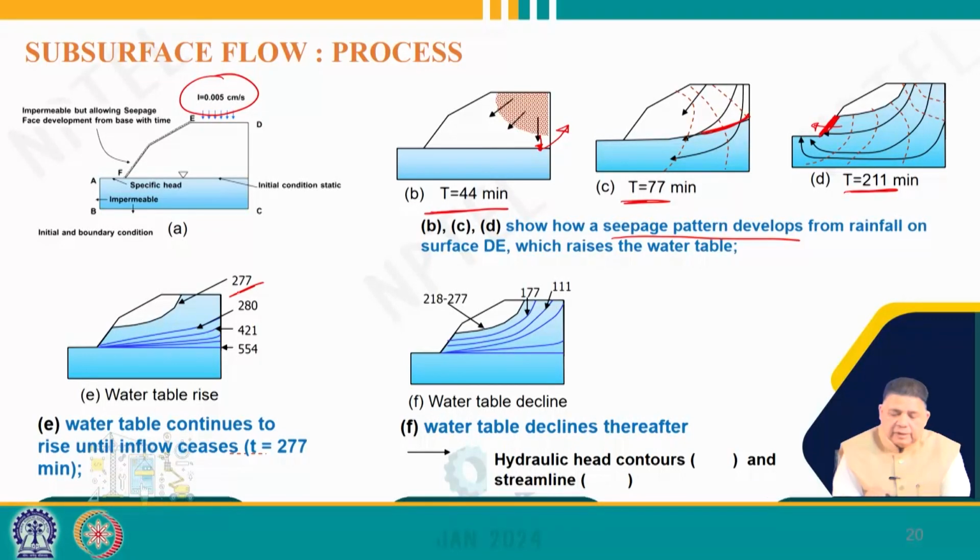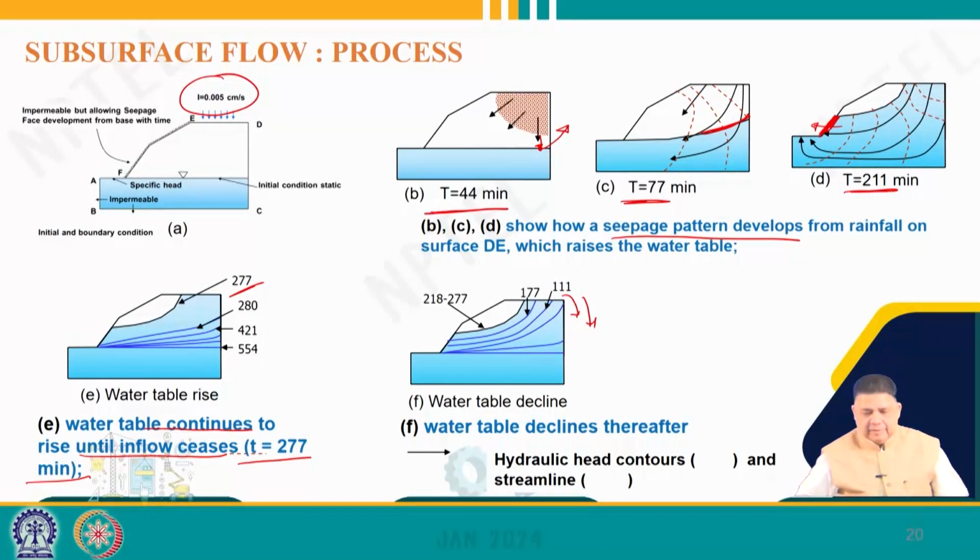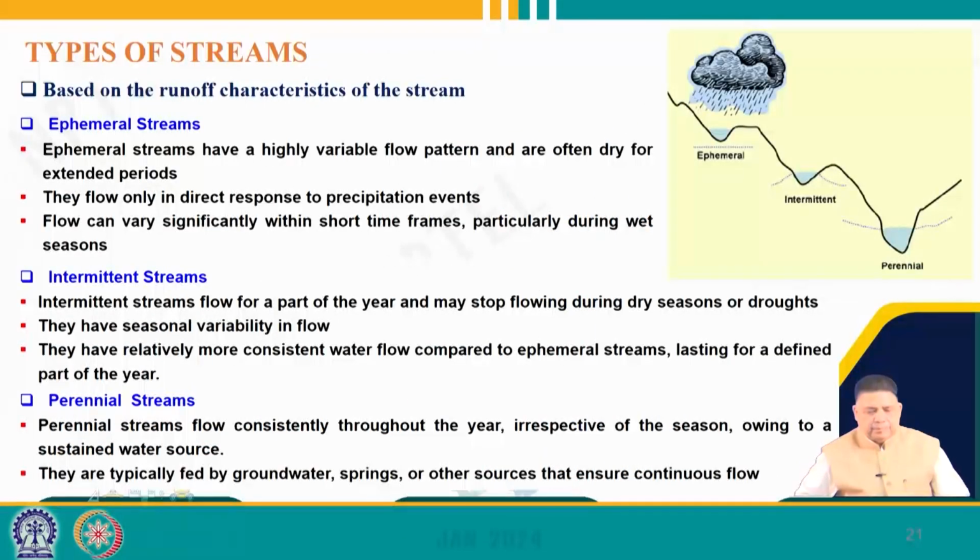So, obviously, this will continue till t equals 277, the water table continues to rise until inflow ceases at 277, and beyond 277 you see there is a groundwater decline, the water table declines, and finally it reaches equilibrium. So, this is how the subsurface flow process takes place in idealized conditions.